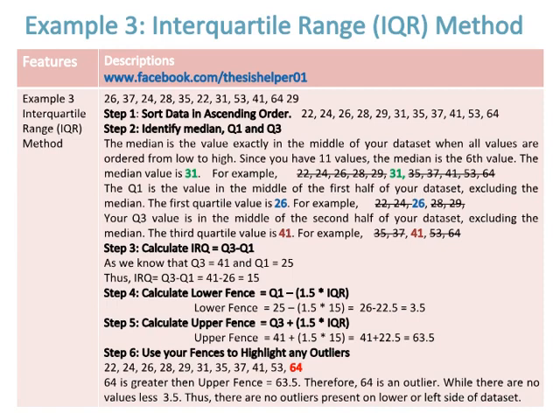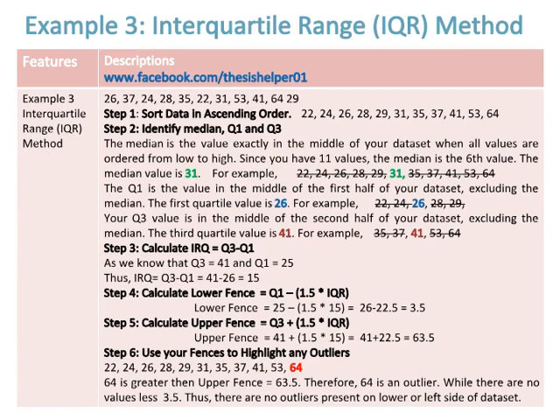The Q1 is the value in the middle of the first half of your dataset, excluding the median. The first quartile value is 26. The Q3 value is in the middle of the second half of your dataset, excluding the median. The third quartile value is 41. In step 3, calculate IQR by subtracting Q1 from Q3. Thus by subtracting 26 from 41 we get an IQR value of 15.